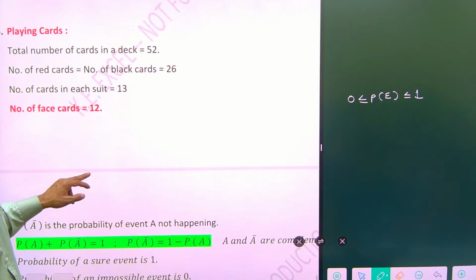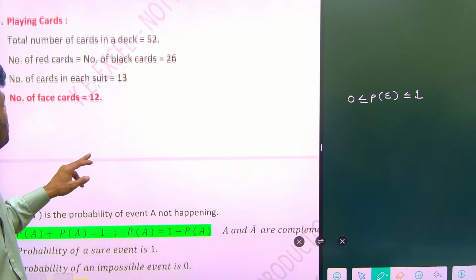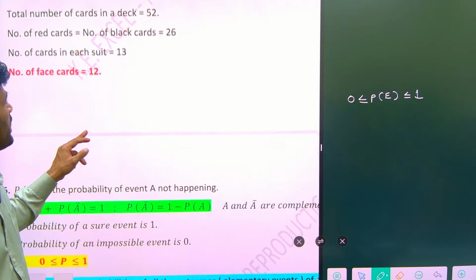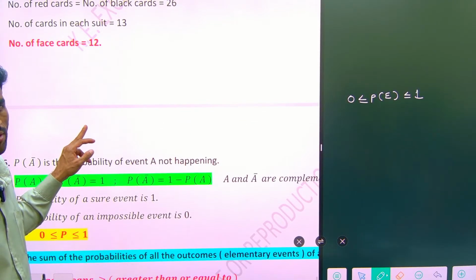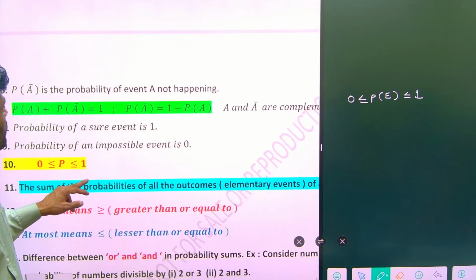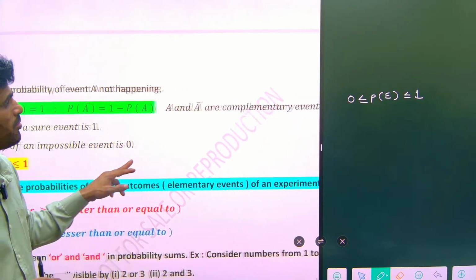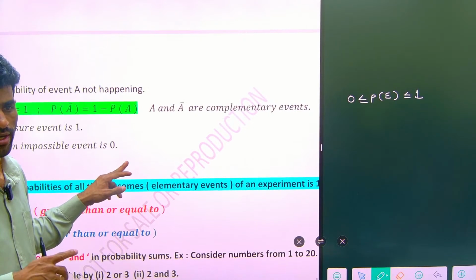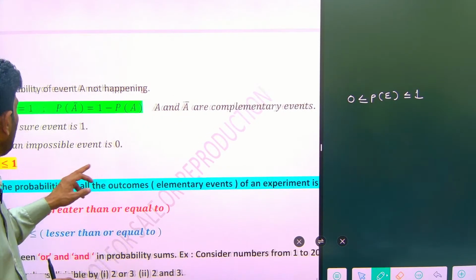Playing cards. Very simple information is given here. Total 52. Red color, black color 26, 26, and each suit has 13. How many face cards are there? 12. And this also we discussed, P of A plus P of not A is equal to 1, or P of not A is equal to 1 minus P of A. A and A not, or A complement, A bar, are called complementary events.